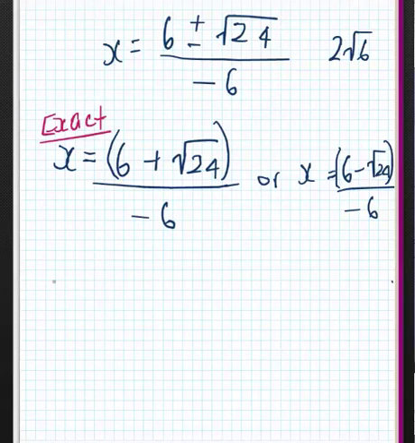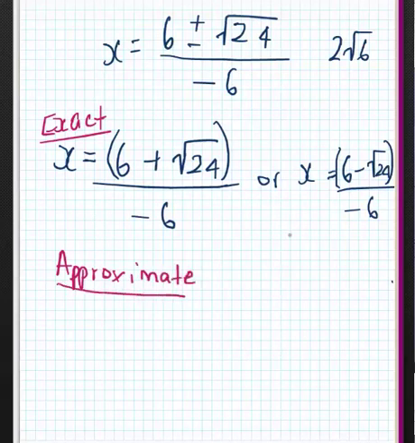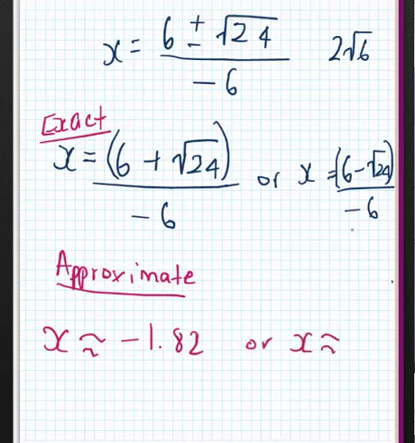And for an approximate solution, of course, if you're trying to draw the parabola, you have to then put this in your calculator to see roughly where the decimal is. So if you put it in your calculator, you should have ended up with x is approximately equal to, for this one, 6 plus the square root of 24 equals, and then divided by negative 6 is negative, to 2 decimal places, 1.82. Or you could have had x is approximately equal to, on this side, negative 0.18, if you put that in your calculator. And they're both negative.